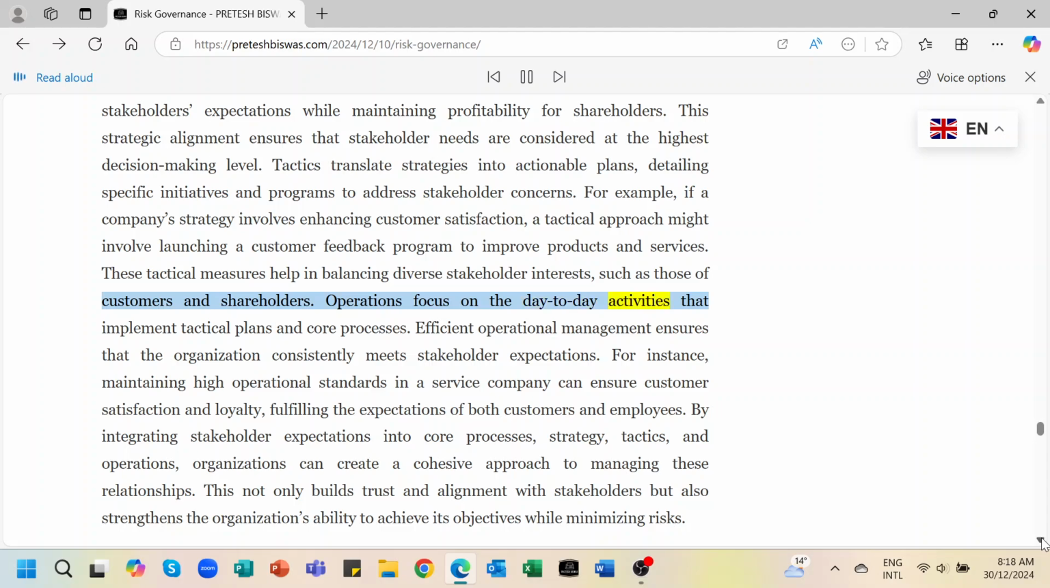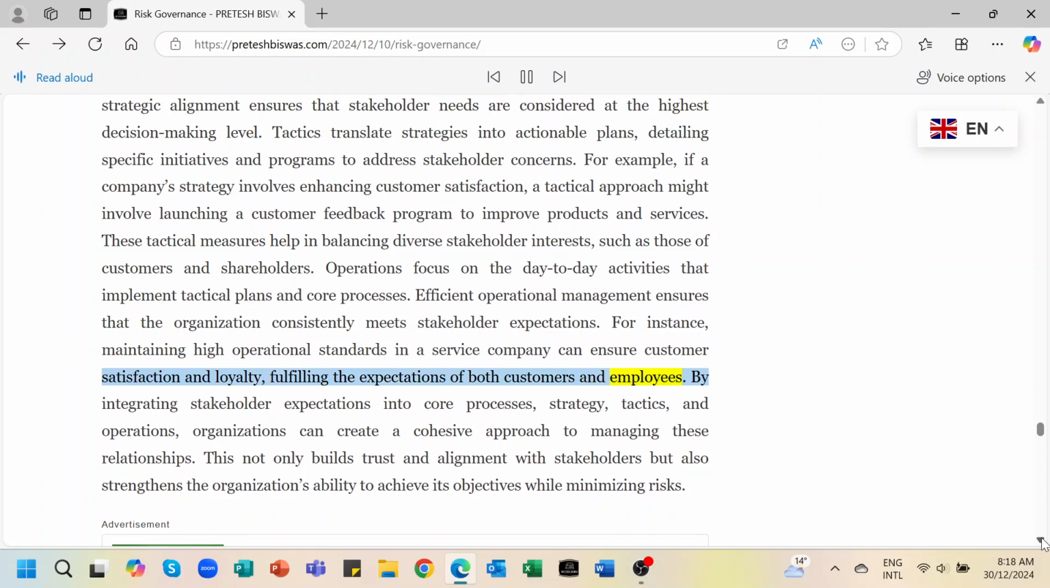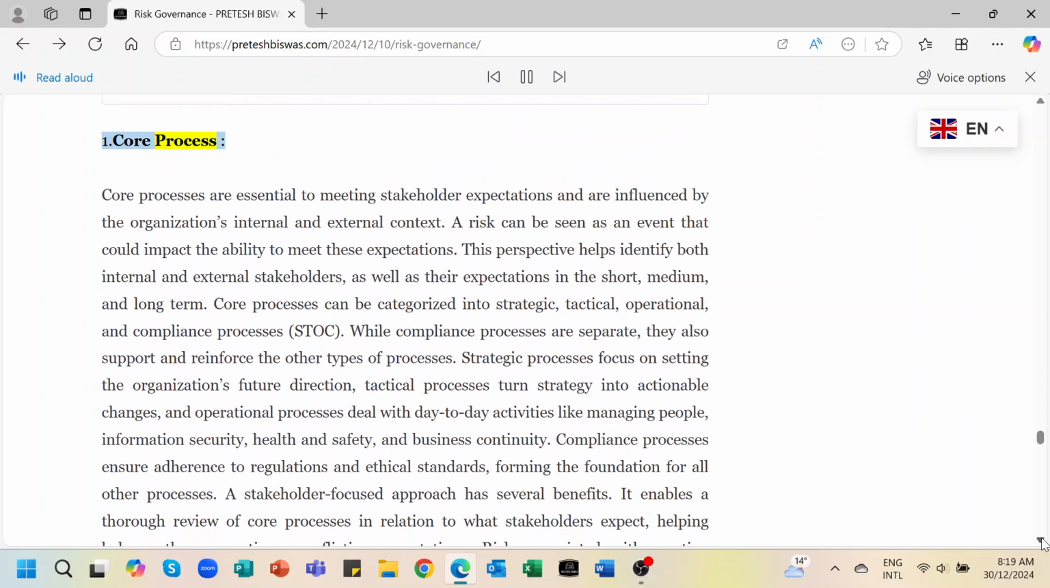Operations focus on the day-to-day activities that implement tactical plans and core processes. Efficient operational management ensures that the organization consistently meets stakeholder expectations. For instance, maintaining high operational standards in a service company can ensure customer satisfaction and loyalty, fulfilling the expectations of both customers and employees. By integrating stakeholder expectations into core processes, strategy, tactics, and operations, organizations can create a cohesive approach to managing these relationships. This not only builds trust and alignment with stakeholders, but also strengthens the organization's ability to achieve its objectives while minimizing risks.